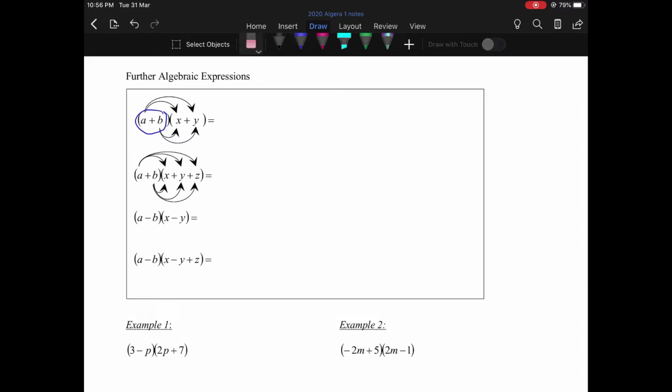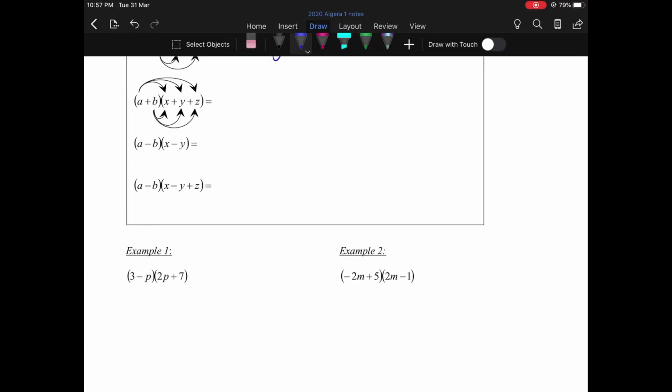So let's do this step by step. We follow the arrows. A multiply x, we get ax. Followed by a times y, we get ay. For b, we times x, we get bx. And lastly, by. Since we cannot further simplify, we shall leave it as it is.